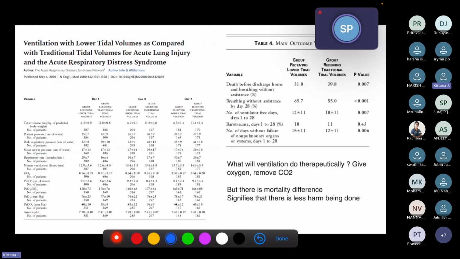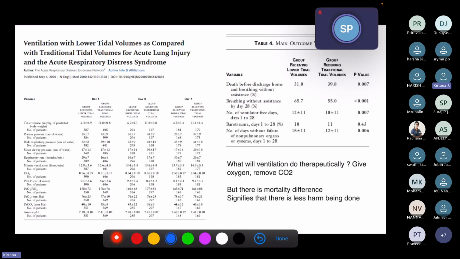Another interesting thing. So we are all aware about the ARDS net trial. Back in 2000, it was published. It tried to look at the low tidal volume state versus the high tidal volume, 6 versus 12 ml per kg. And we all know about the results. That 6 ml per kg tidal volume showed reduction in mortality as compared to 12 ml per kg tidal volume in ARDS patients.